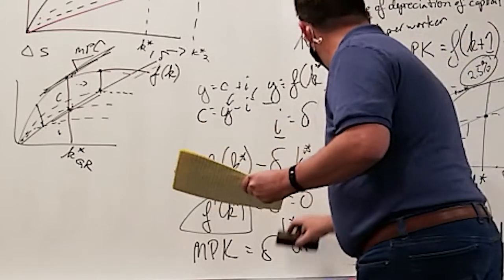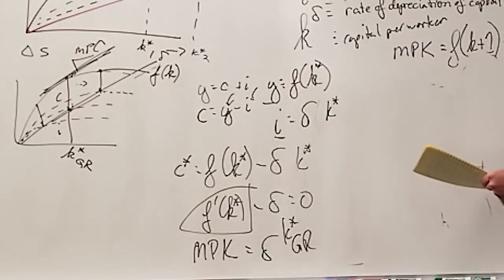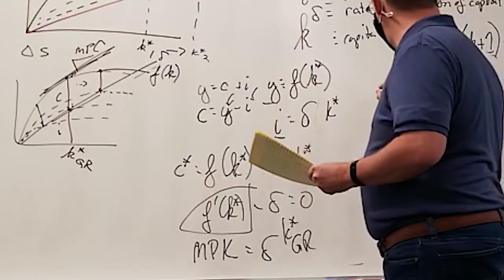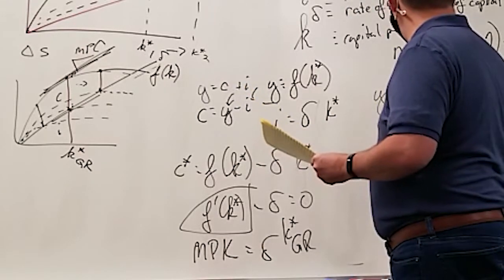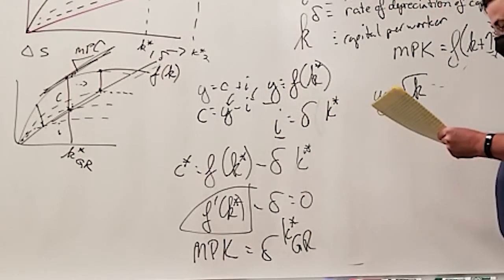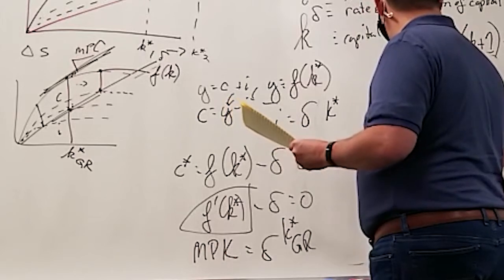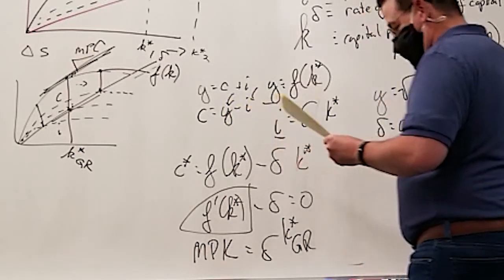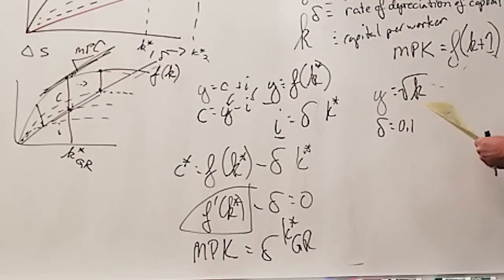We can work through an example of this. Suppose again that the functional form of output is that y is equal to the square root of k. And that's helpful because that's what they use in the videos. If we let the rate of depreciation be 10%, then what can we do?